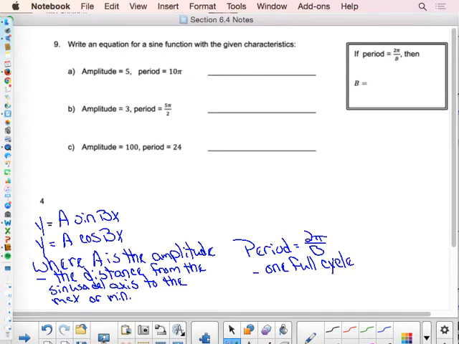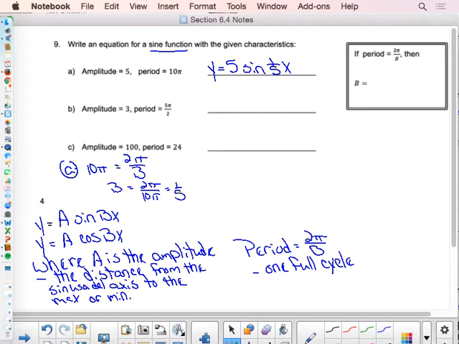Okay, so now when we look at 9a, we're given the amplitude and we're given the period. The period, 10 pi, is equal to 2 pi over b. So b is equal to 2 pi over 10 pi, which is 1/5. So now we have the amplitude and we have our value of b. We can go ahead and write our sine function. y is equal to 5 sine 1/5 x.